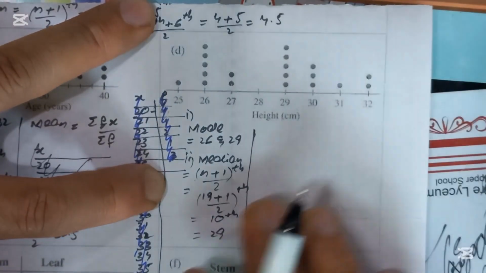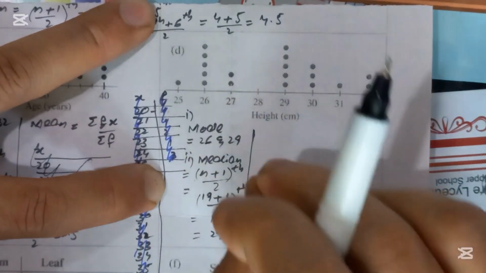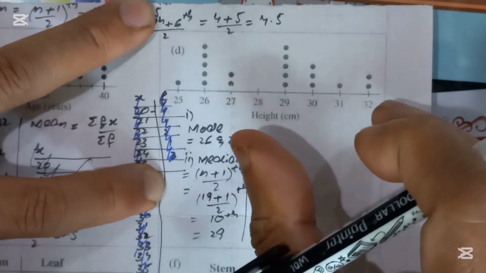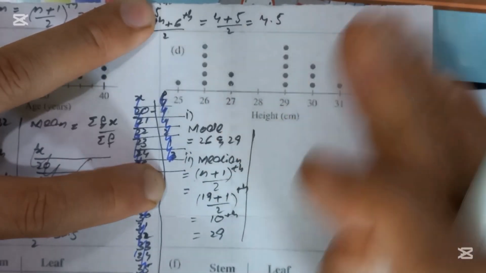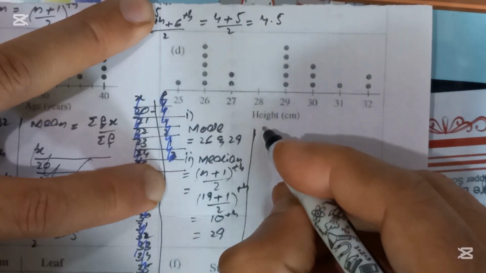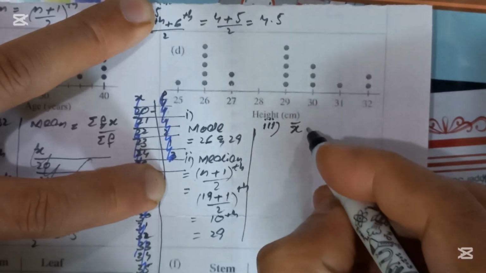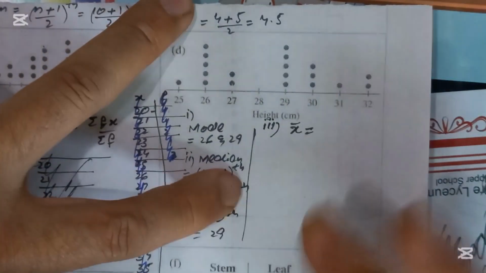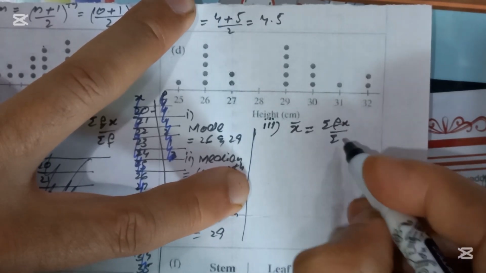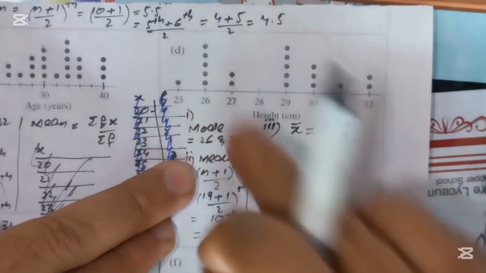So the method is the same in this question as well. Mode is the most frequent value. Median will be exactly the central value if the number of terms is odd. But if the number of terms is even, then we will find the average of the central two values. And the final step is mean. In this kind of data, remember one thing: we have to find the mean by using the formula summation fx over summation f, because here some values are given and their frequencies are given.